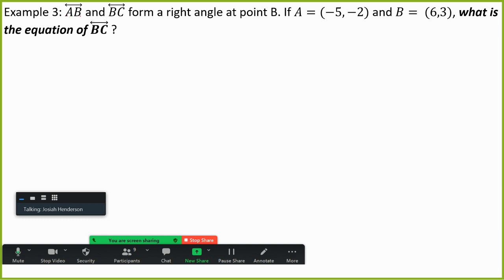So this says line AB. That's how we read that. And line BC form a right angle. Right angle at point B. If A is equal to -5, -2, that's the point of A, the coordinate, and B is equal to 6, 3, what is the equation of BC? What is the equation of the line BC?